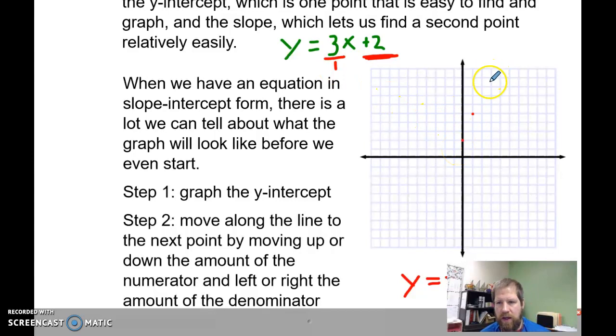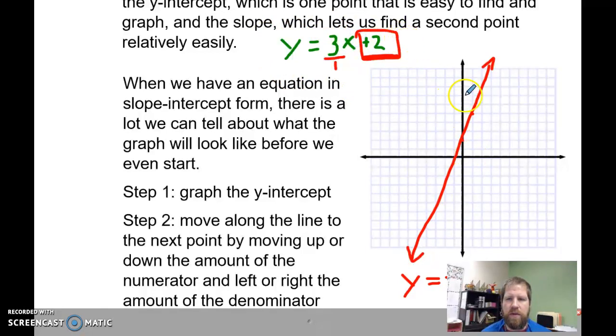Okay, and from there we can, oops, wrong place. From there we can graph that line on something like that, right? And it keeps on going forever. Okay, so that is how you're going to graph when you're given your slope-intercept form. Okay, there's a lot we can tell just by looking at the form. If you have a positive y-intercept, it means your line is going to cross above the x-axis.